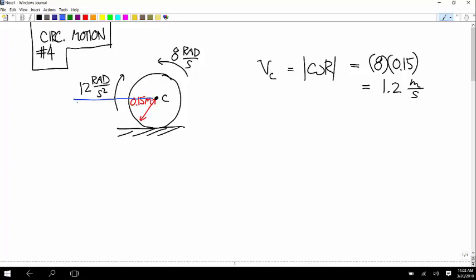The direction of the velocity is going to be this way. The direction of the acceleration is going to be this way because it's slowing down. And so if we're using this coordinate system, the velocity vector of the center is in the negative x direction, so negative 1.20.